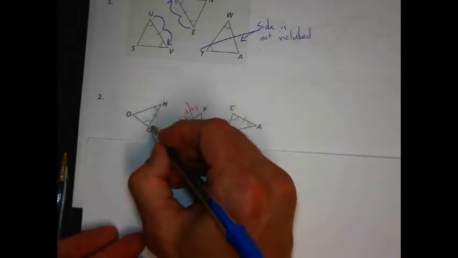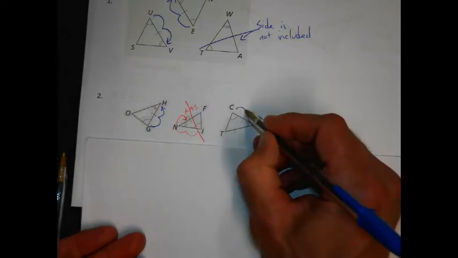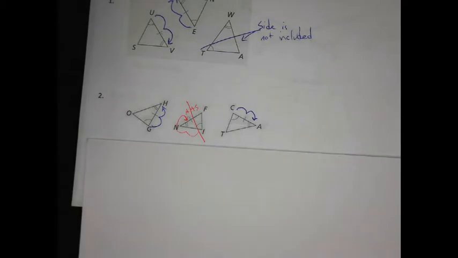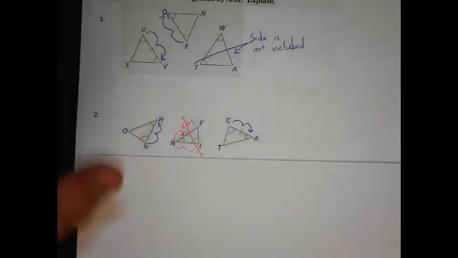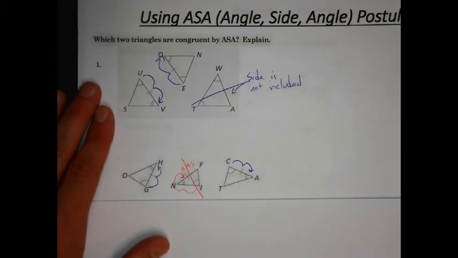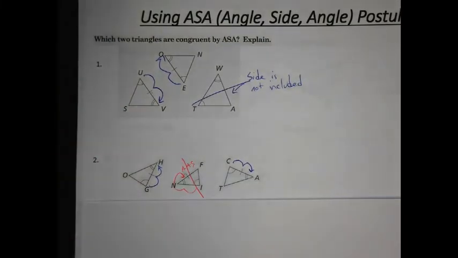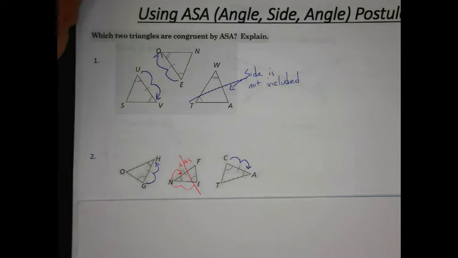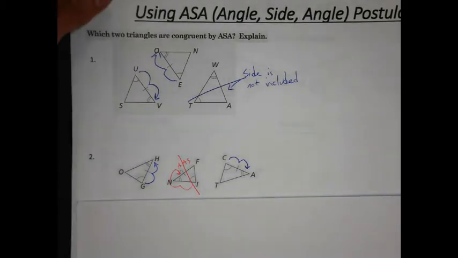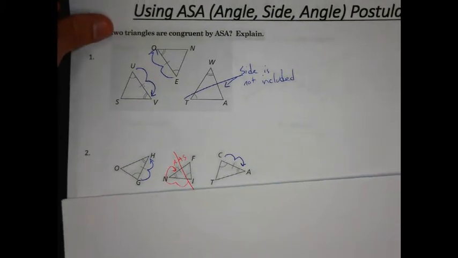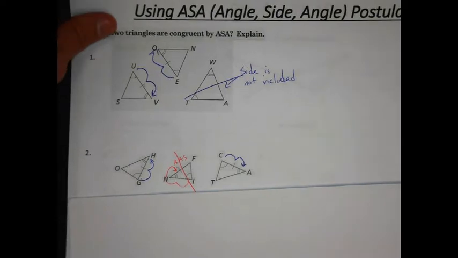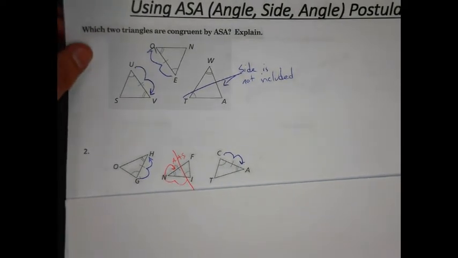Angle, side, angle. And again, correspondence matters. 1 to 2. Angle, side, angle. So those are the two triangles that are congruent. So that's how using angle, side, angle works. Okay? If that was too confusing, pause, rewind, check it again, and make sure you listen up. So that's how it works.